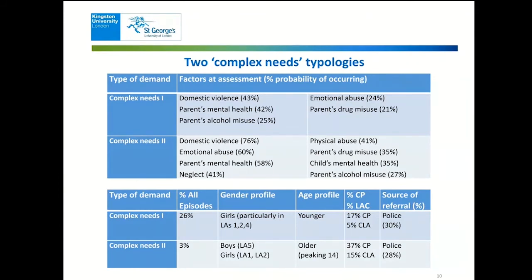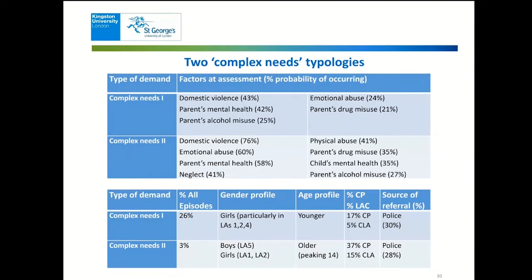This is actually the most prevalent episode across these 6 local authorities. 26%, so over a quarter of all episodes fell into this category. It's a younger age profile, particularly characterised by two factors actually, domestic violence and parental mental health problems, seeming to be associated more with girls, particularly in some local authorities, and with a fairly high chance of going through to child protection, 17% there.